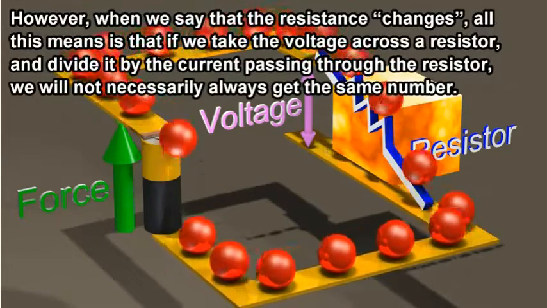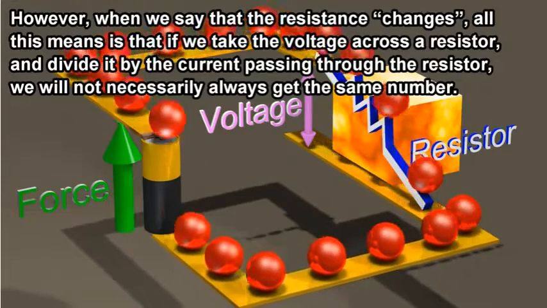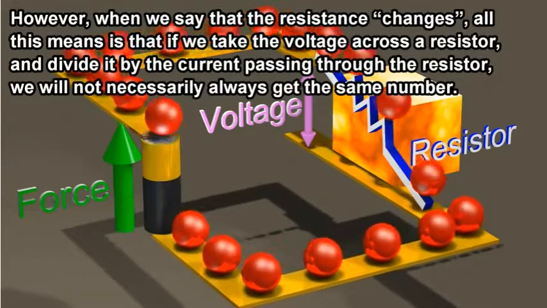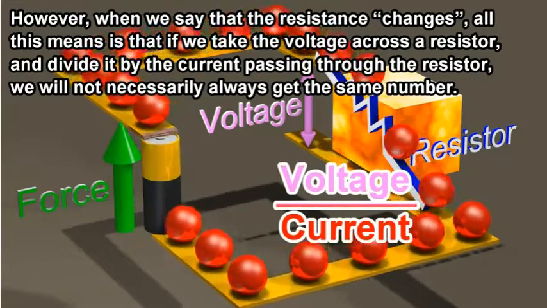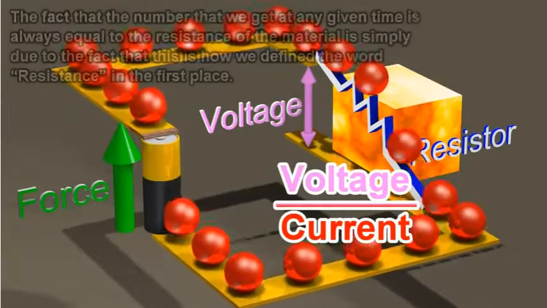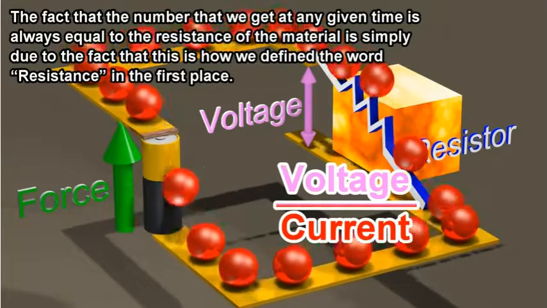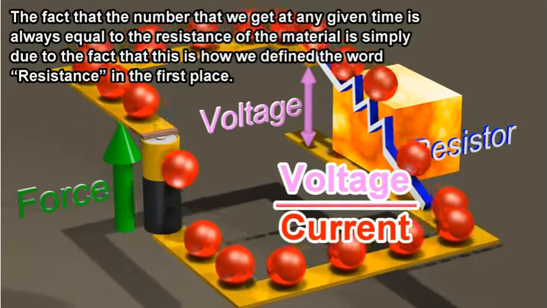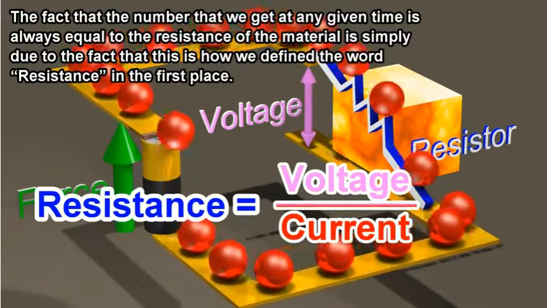However, when we say that the resistance changes, all this means is that if we take the voltage across a resistor and divide it by the current passing through the resistor, we will not necessarily always get the same number. The fact that the number that we get at any given time is always equal to the resistance of the material is simply due to the fact that this is how we defined the word resistance in the first place.